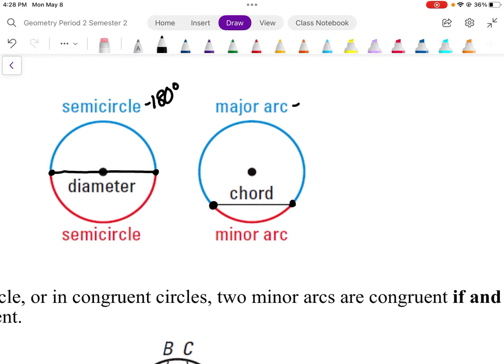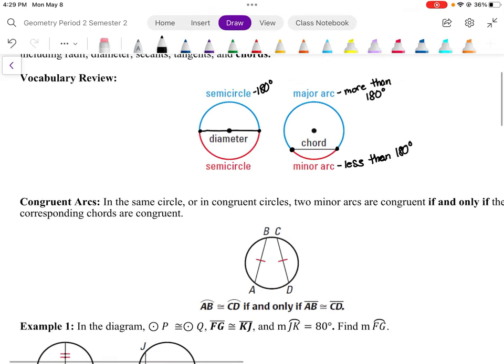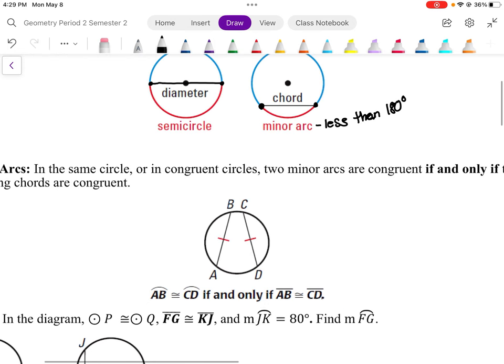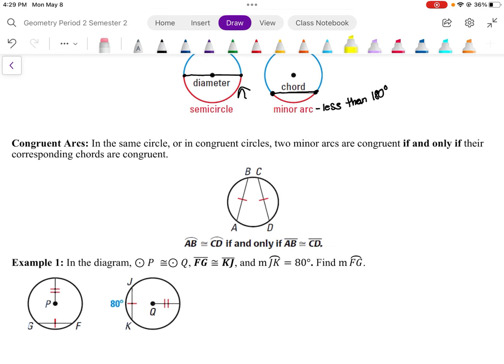Then we have a major arc, which is more than 180 degrees. And then a minor arc, which is less than 180 degrees. And then a chord is just connecting 2 points on the circle, and it's not going through the center. If it is going through the center, then it would be a diameter. So today we're going to talk about properties of arcs.